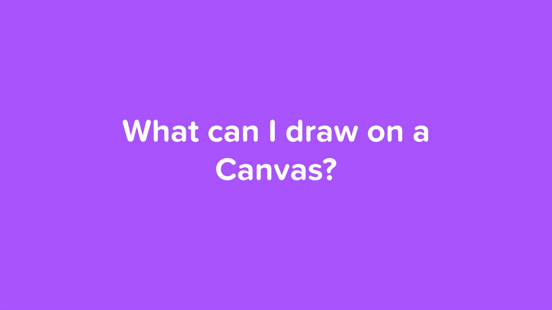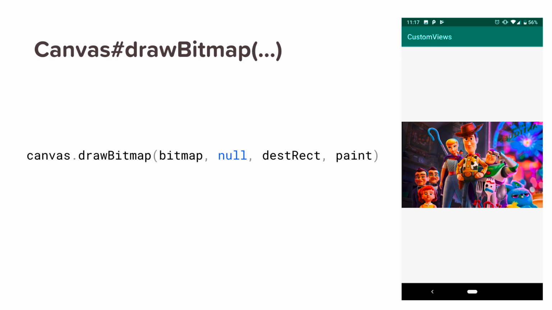Okay, so what can I actually draw onto a canvas? There are many different things that you can draw on a canvas, but one highly used function is to draw a bitmap. A bitmap, for those that don't know, is just an image. In this example, we've got the Toy Story image. Canvas provides this function where we can say canvas.drawBitmap, provide the bitmap object that we want to render on screen, and then we can provide a few other things that we'll have a look at now.